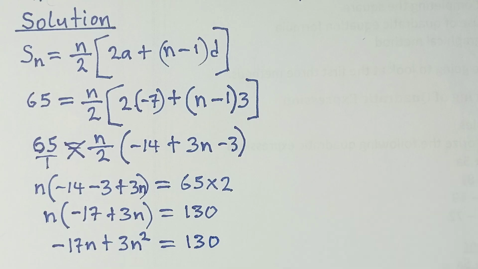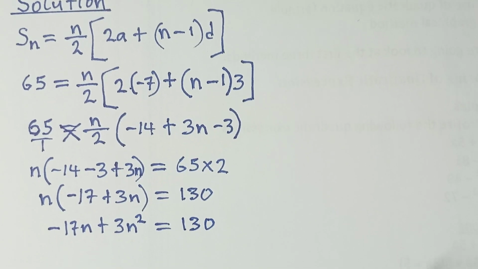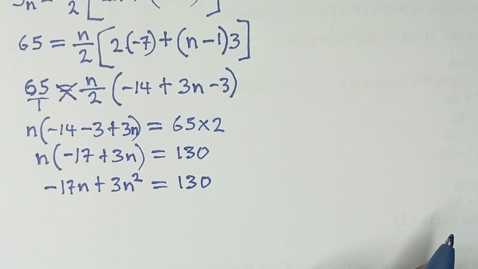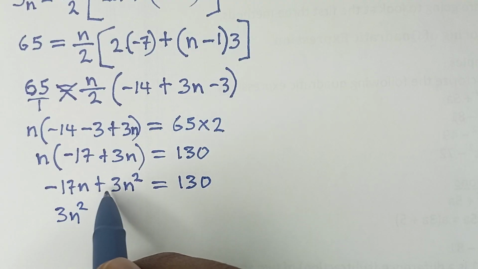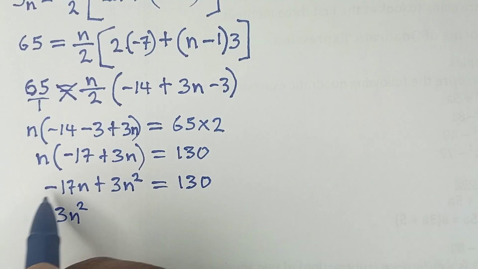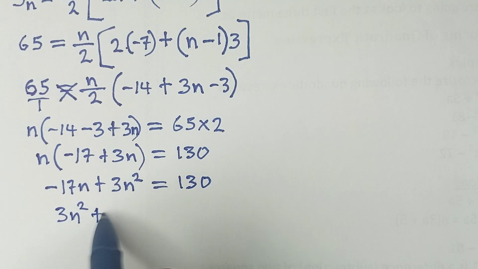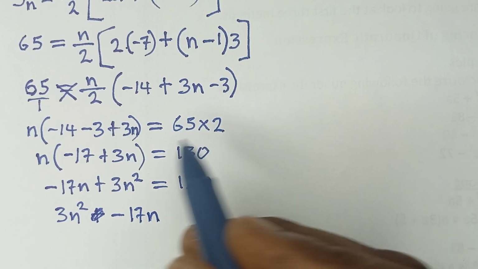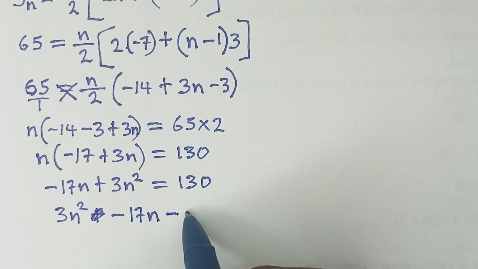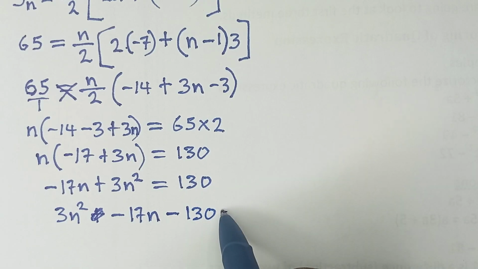So this is leading us to a quadratic equation where we have to equate to 0 to make it easier for us. So I'm going to write 3n square first, which is a square term. I'm writing this positive 3n square first, and then negative 17n comes next. And then this positive 130, if it comes to this left-hand side, it becomes negative 130. And that will be equal to 0.